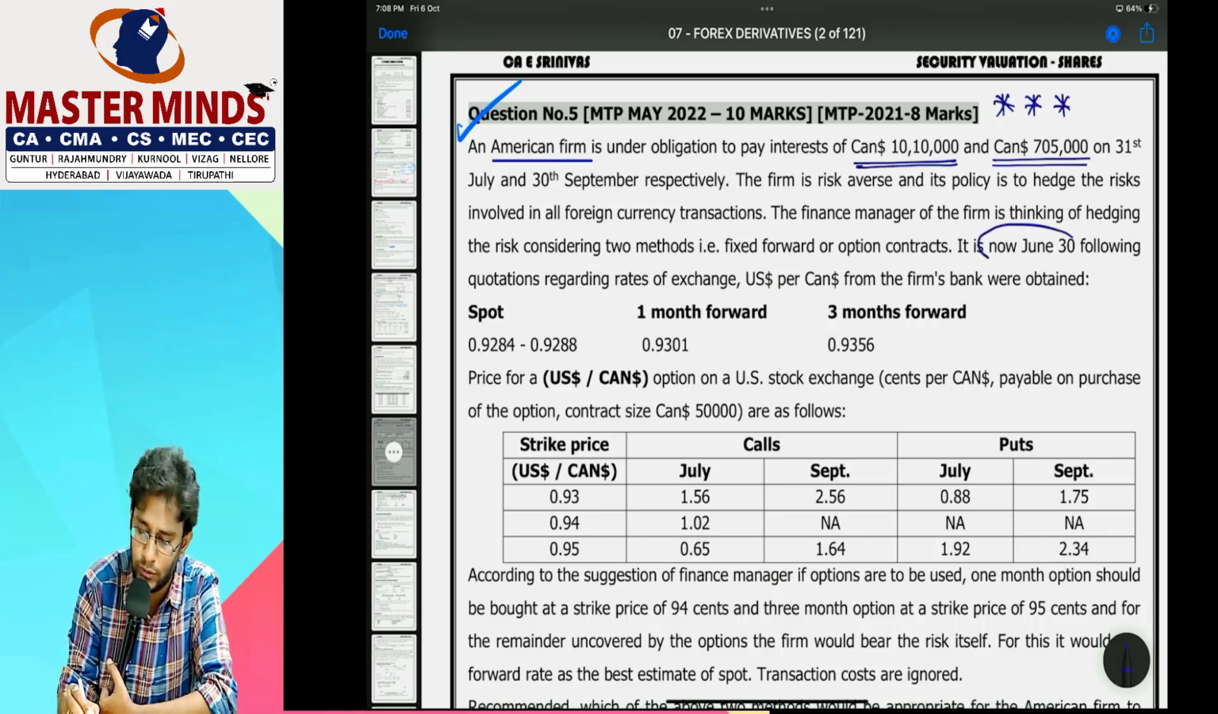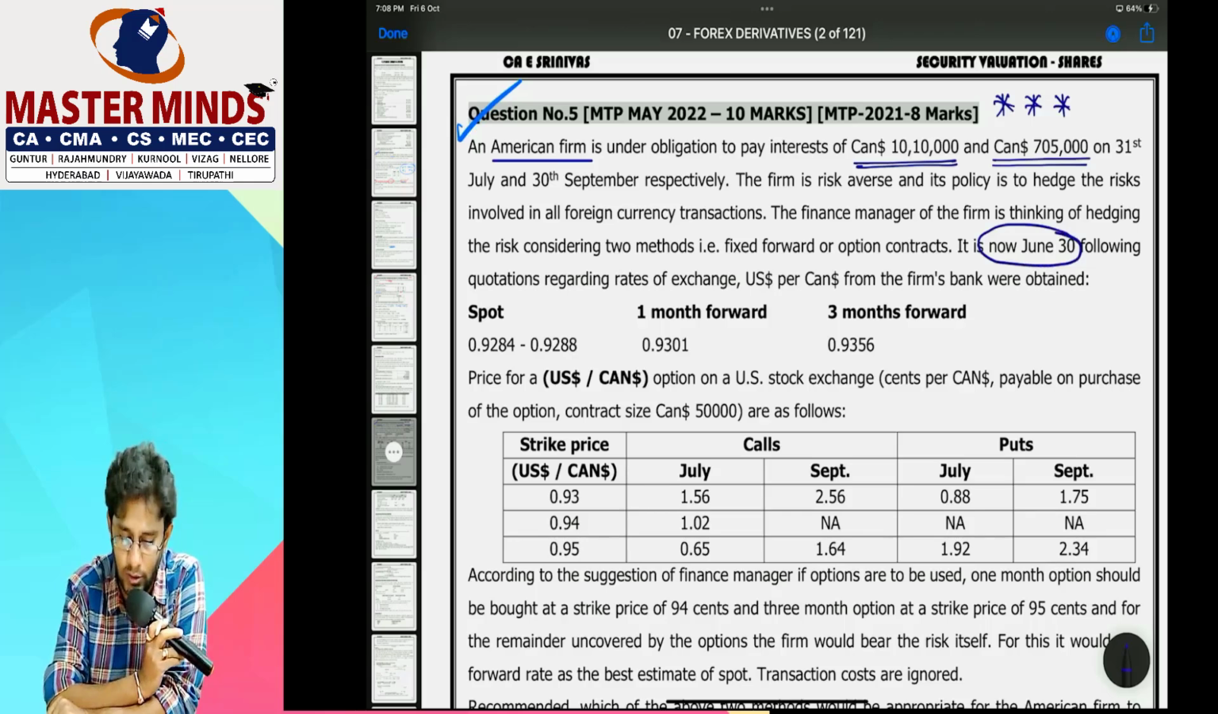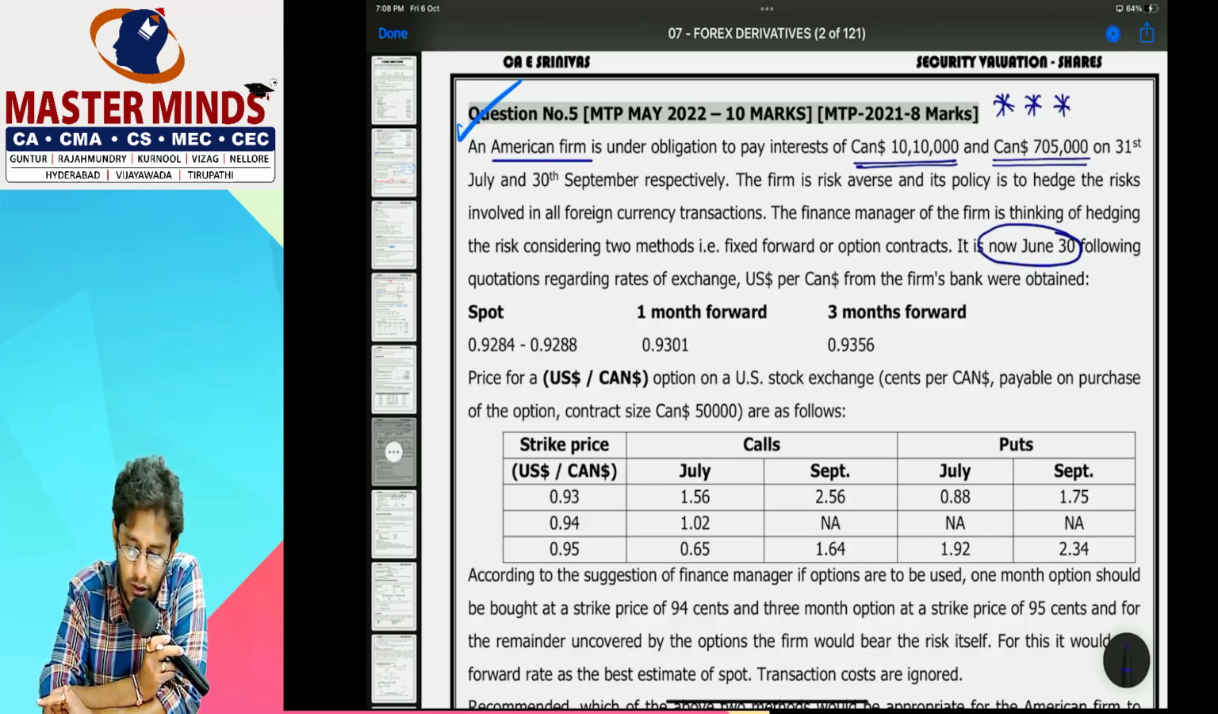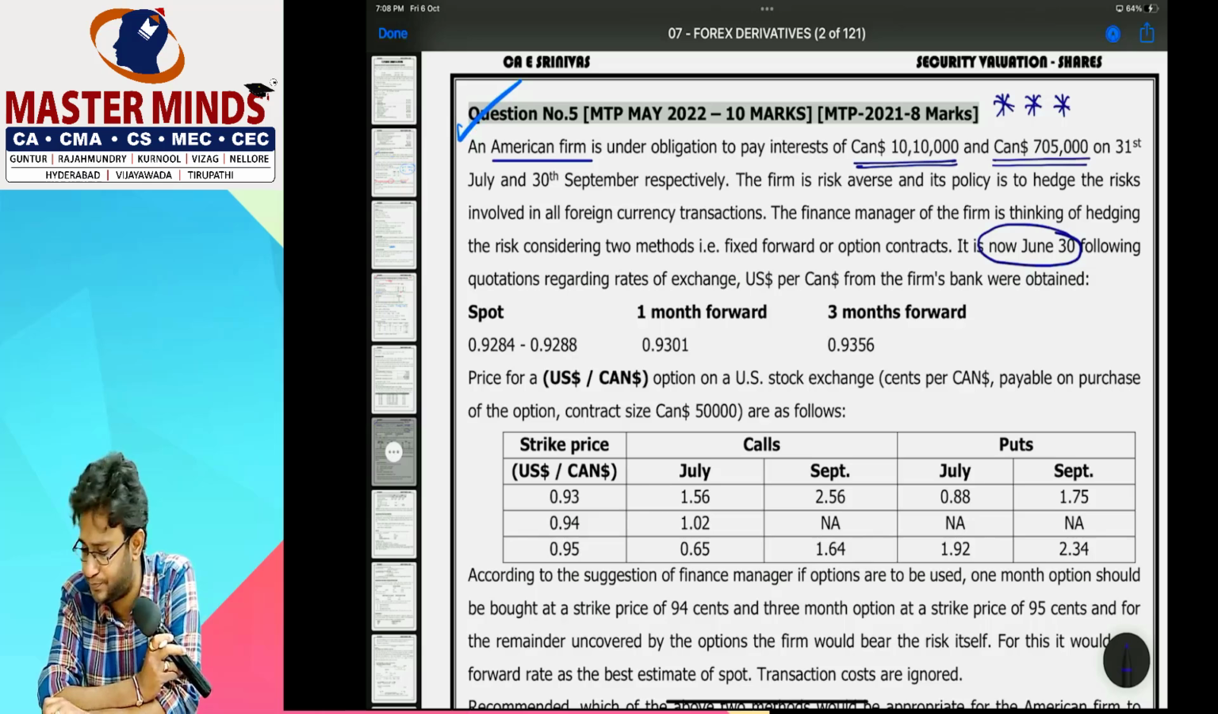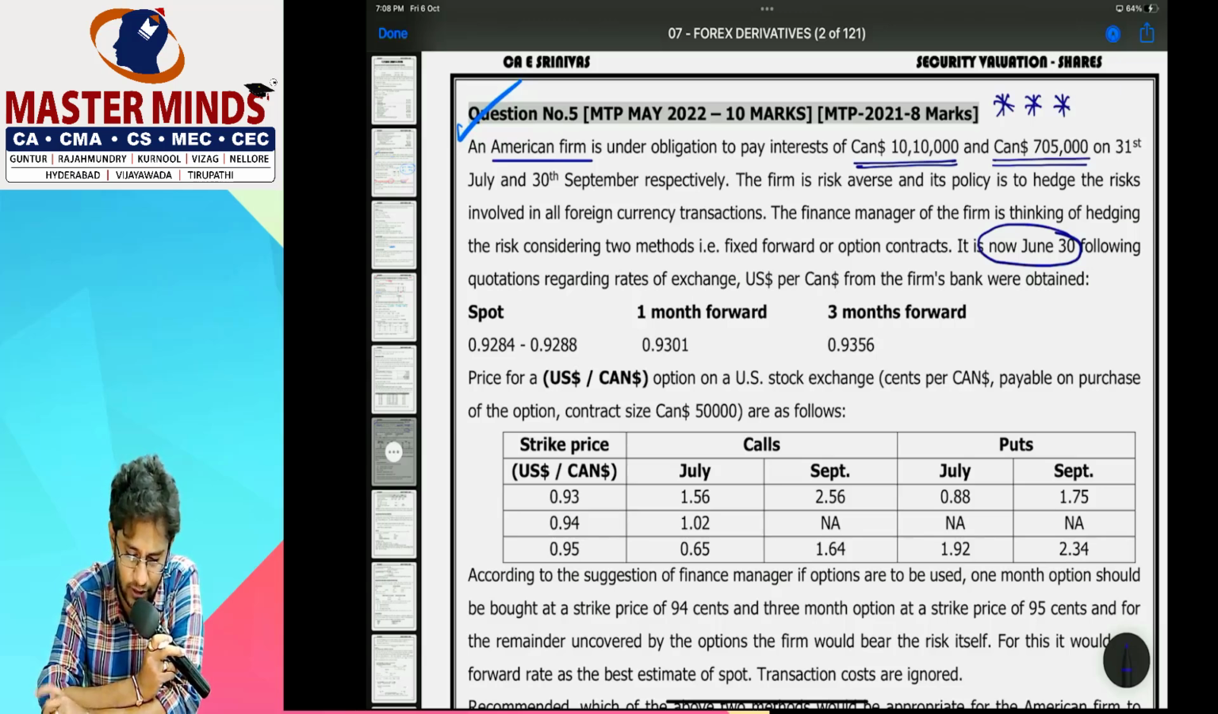It is now June 30. So today you are standing at the end of June. One payment is on 31st July, just 1 month. Another payment is on 30th September. So July, August, September, 3 months. So 1 month FC payable you are having, 3 months FC payable you are having. Following quotations regarding exchange rates, US dollar per CAN dollar, of the firm's bank were obtained. So today's spot rate, 1 CAN dollar is equal to so many US dollars. Like that the 3 months forward rate is also given to you. So the forward contract rate, leave it.